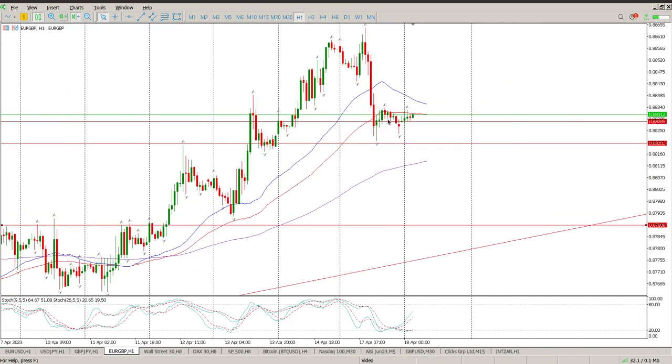So this would form a cup and handle of sorts. So I'm not convinced on the pound, so I think we'll just sit and wait for the data before we get involved here.